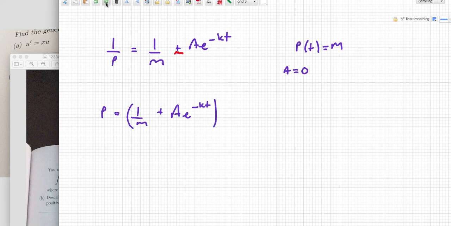p is 1 over m plus a e to the minus kt, to the power minus 1, because I need to take the reciprocal of this because, like I said, we want to end up with p equals at the end of it. On the right here, in the question, or the solution, it says we could take p as m as a solution for the original problem.